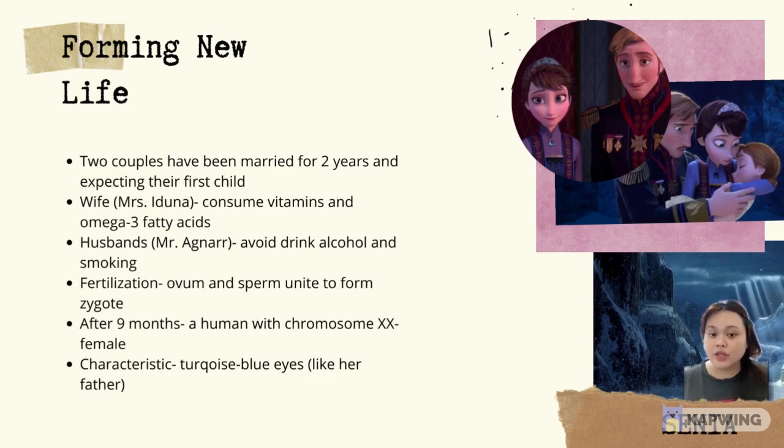The combination of the ovum and sperm during fertilization has produced a new organism, the zygote. After 9 months of development from zygote to embryo and then fetus, a human with chromosome XX was born as a very cute female, with turquoise blue eyes like her father and a slightly rounder face like her mother, namely Anna.